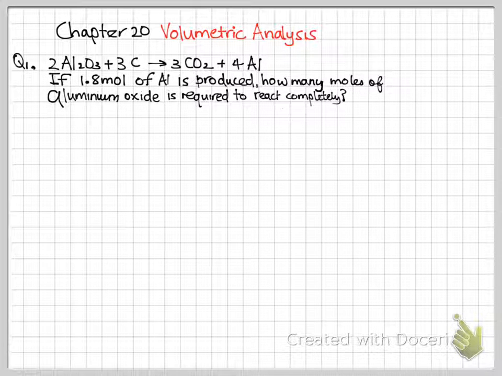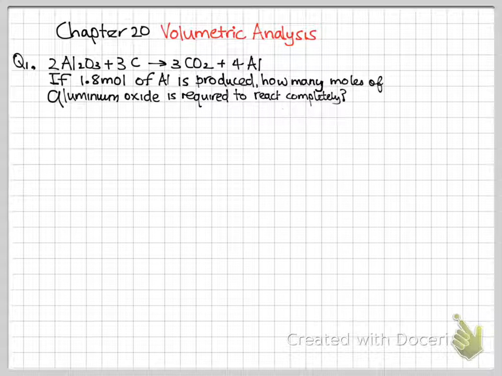Chapter 20 is based on volumetric analysis. I want you to have a look at this question and we'll try and work it out together. This is a question based on limiting and excess reagent. Okay, so they tell you so much of aluminium is produced.